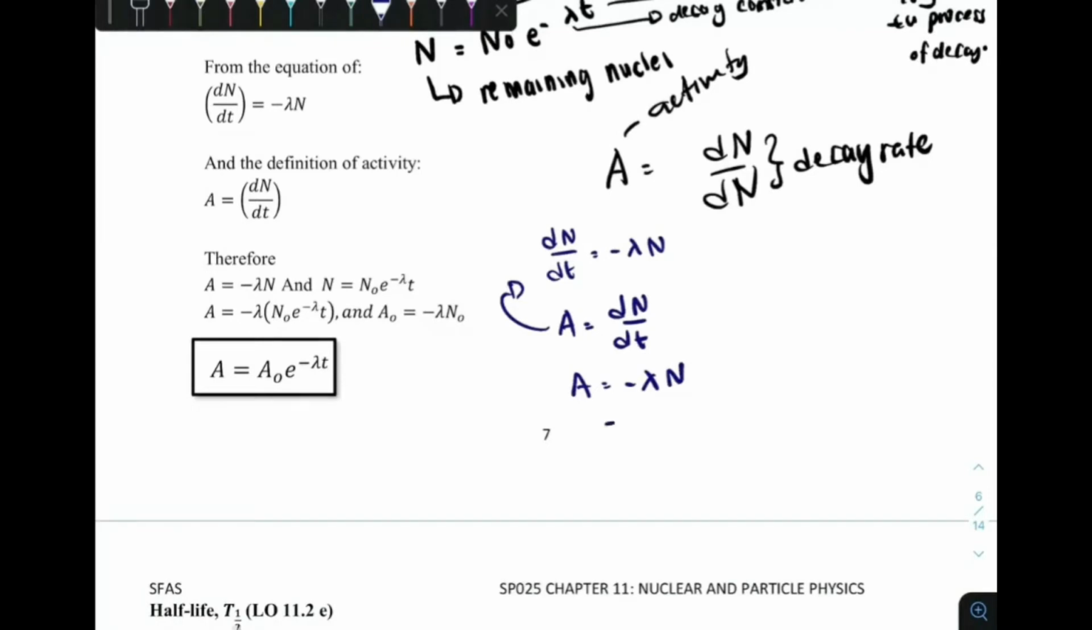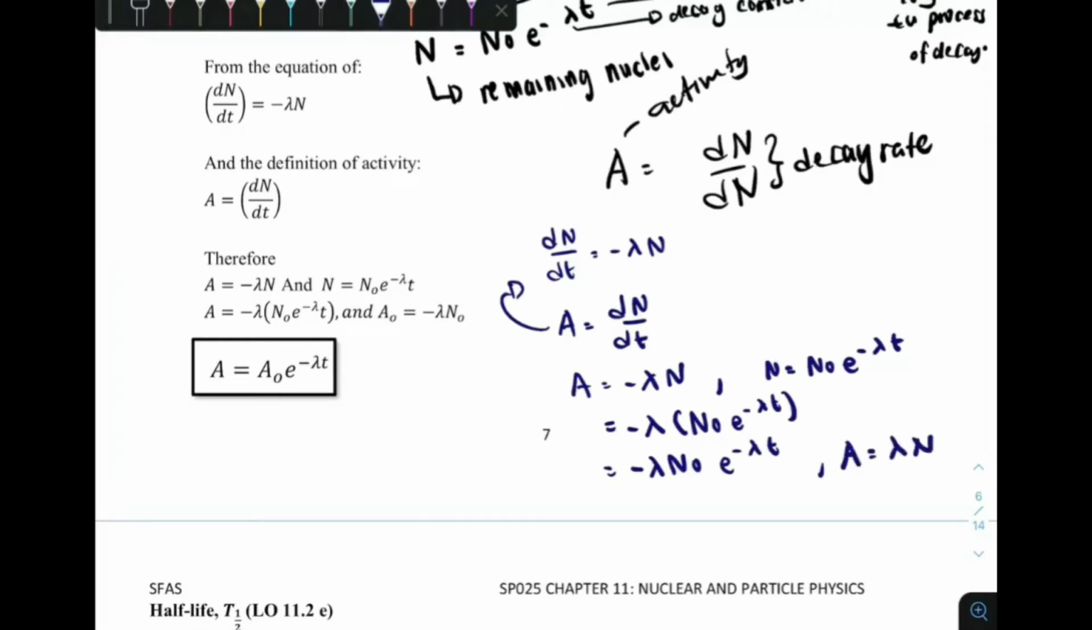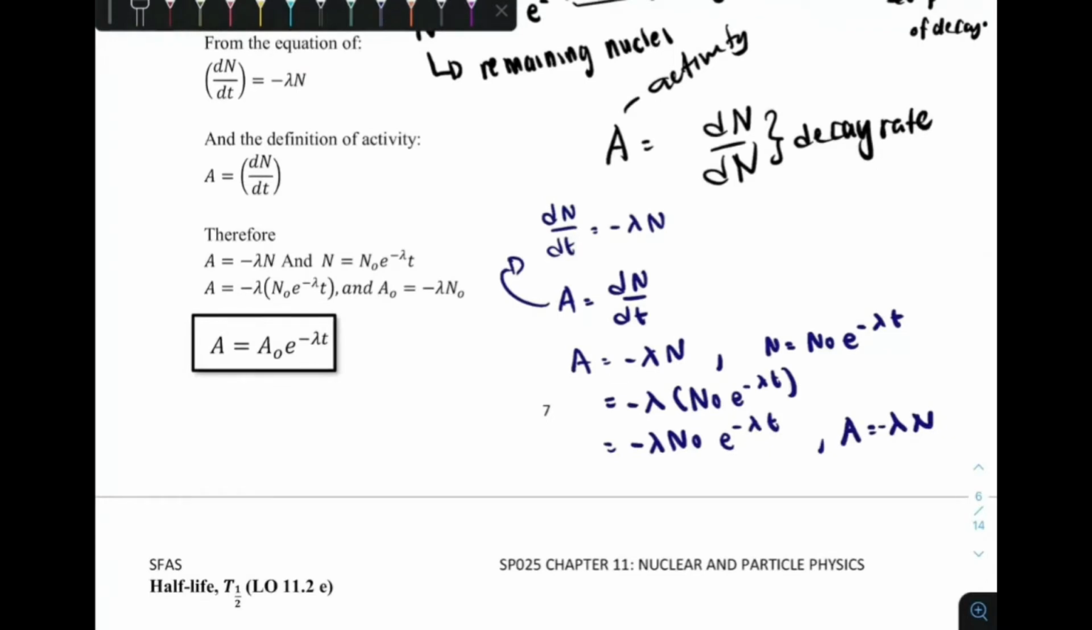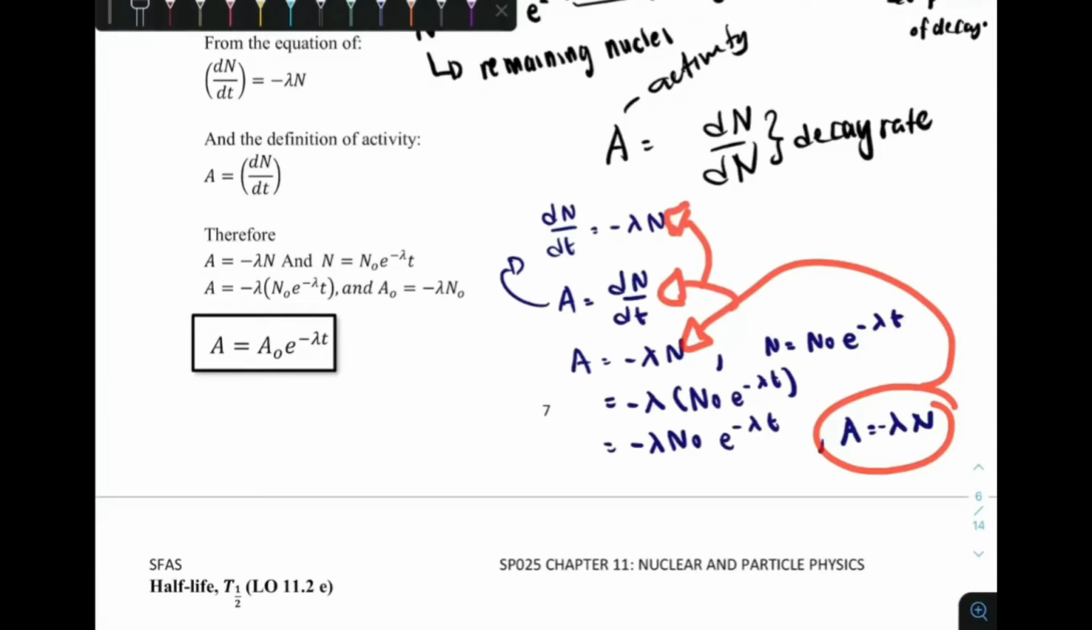And earlier, we deduced that N is equal to N naught exponent negative lambda T. We just derived this earlier. So, you're going to substitute that into your N here, which is N naught exponent negative lambda T. So what you end up with here is negative lambda N naught exponent negative lambda T, where A is equal to lambda N, due to A equal to dN over dt, and dN over dt is equal to negative lambda N, so we can equate A with negative lambda N.